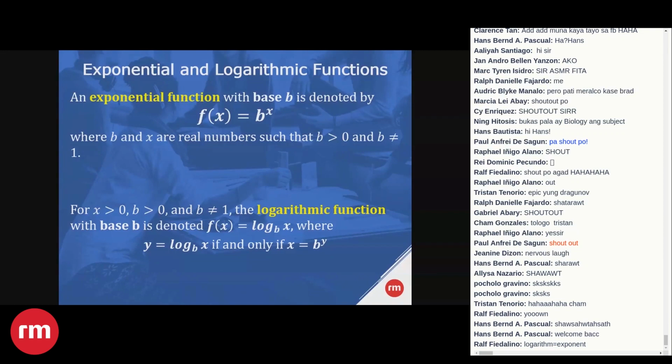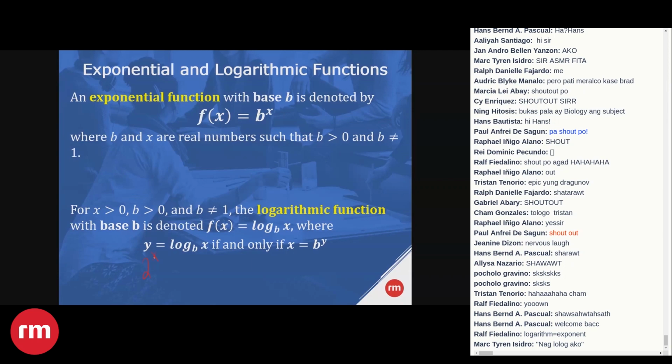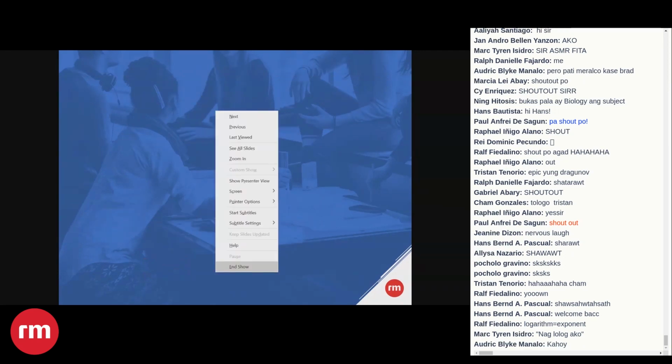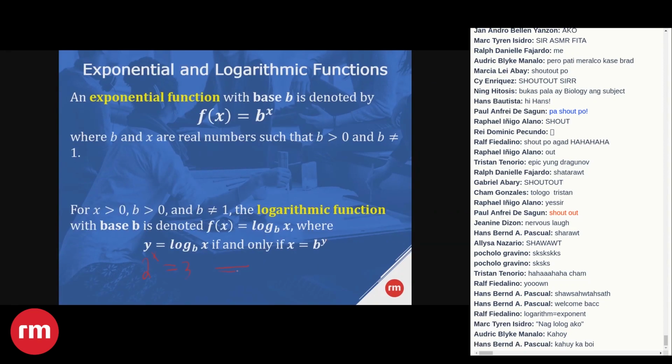So for example, suppose I have the equation 2 to the x, let's say 2 to the x equals 3. O paano ko ito itatransform in terms of logarithm? Anyone? So I have the equation 2 to the x equals 3. What is this in logarithmic form?